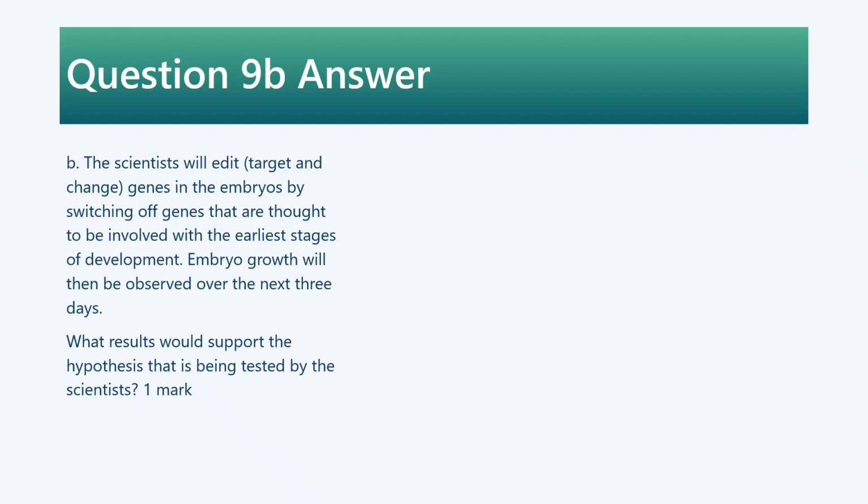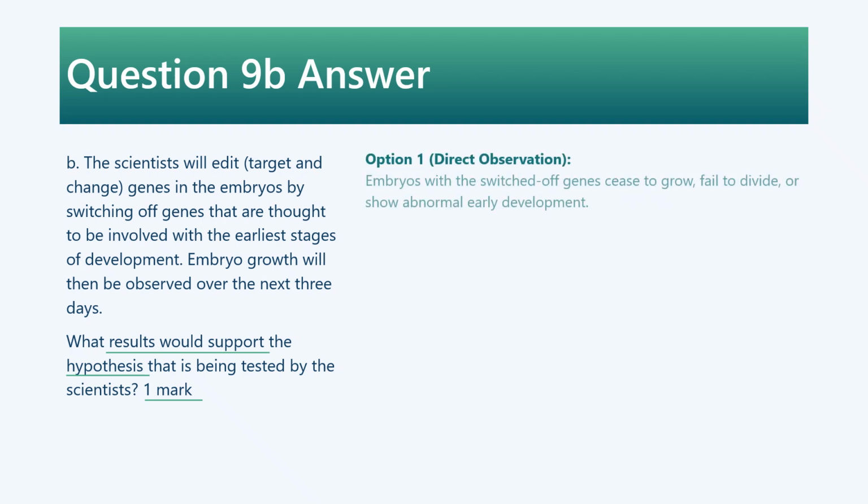High-scoring response options. For a 1-mark question asking, what results would support the hypothesis, any of the following concise formulations will secure the mark. Option 1, direct observation. Embryos with the switched-off gene cease to grow, fail to divide, or show abnormal early development.